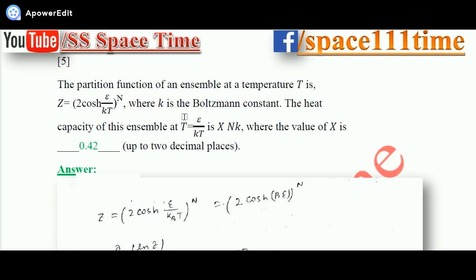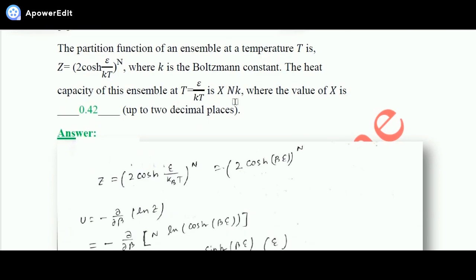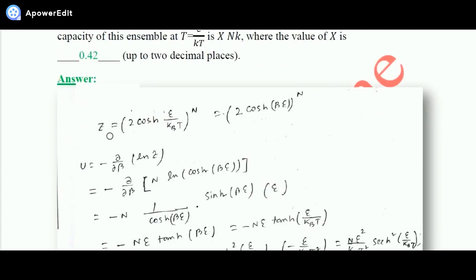2 cosh(epsilon by kT) to the power n, where k is the Boltzmann constant. The heat capacity of the ensemble at epsilon by kT equals 1 is x times nk. So we have to find the value of x.